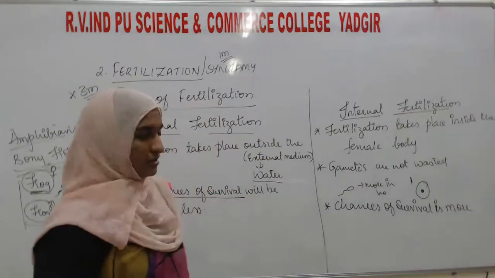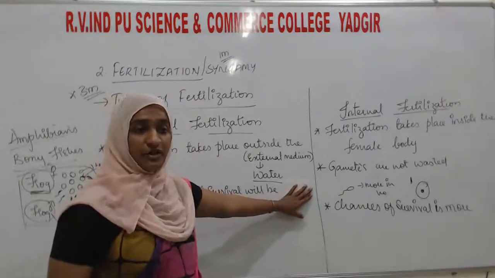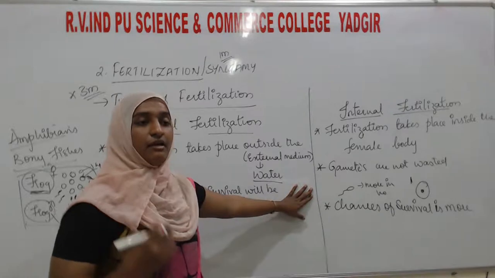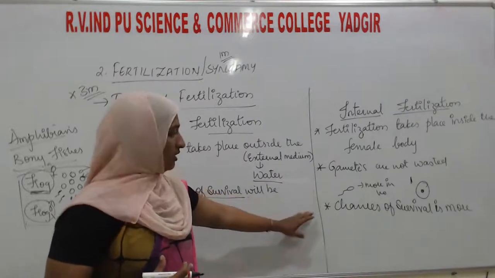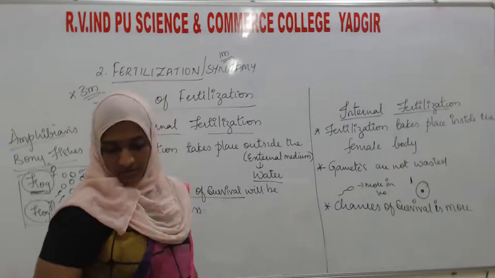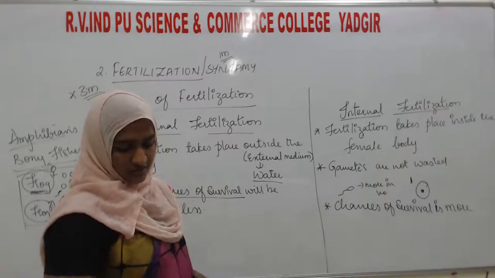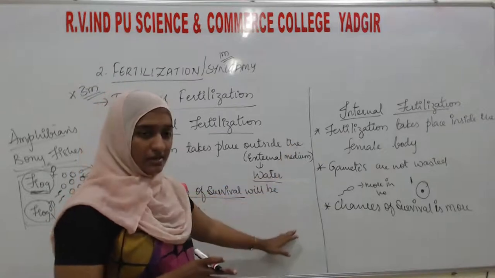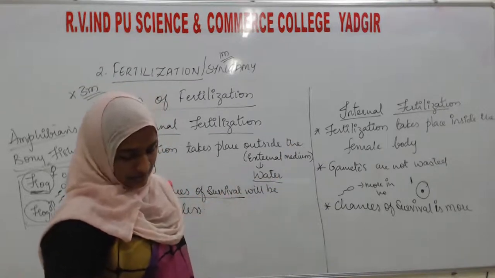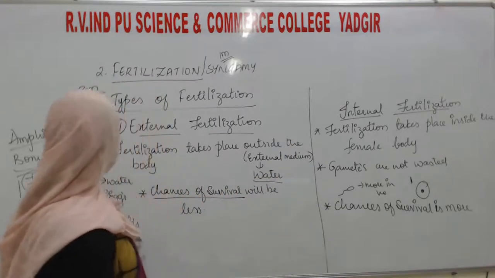Because here the female body is responsible for the care and protection of the young one. This is the reason the chances of survival will be more in internal fertilization as compared to external fertilization. Next, what are the examples?